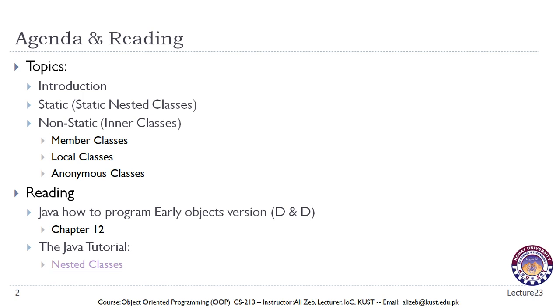The topics include the introduction to nested classes, the types of nested classes, for example, static, non-static, member classes, local classes, and anonymous classes. The relevant reading material can be found in chapter 12 of the reference book as well as the Java tutorial that you can find online.